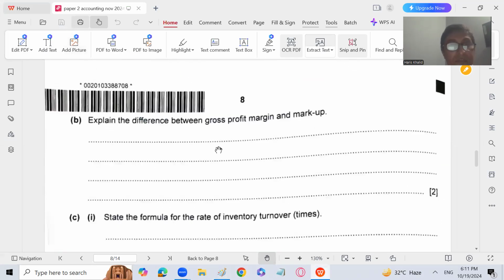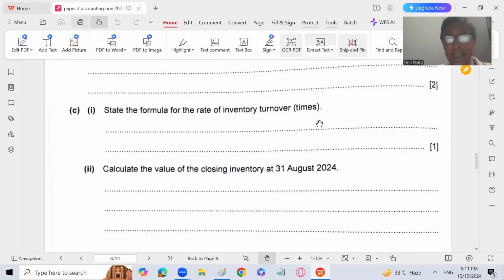Then explain the difference between gross margin, gross profit margin, and markup. It's very simple. Gross profit margin is the gross profit percentage on sales, the amount of sales, whereas markup is a gross profit percentage on cost. So markup is a gross profit percentage on cost of sales. Next: state the formula for the rate of inventory turnover in times and calculate the value of the closing inventory.